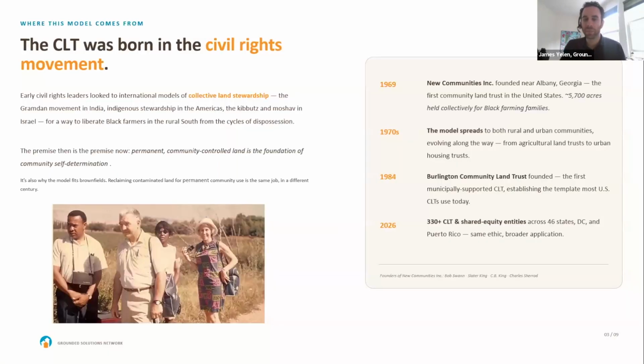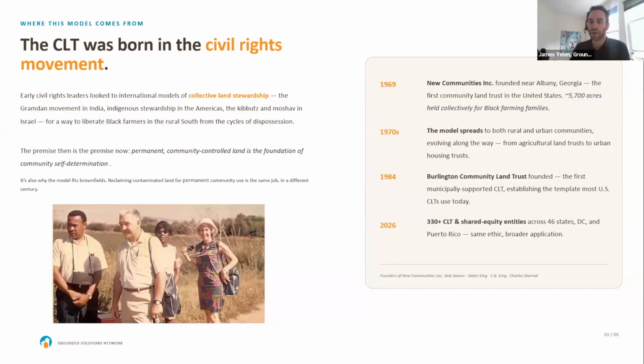And then for those that aren't as familiar with the community land trust model, just a mini history on it. It was born out of the civil rights movement. I think that's really important to note. This isn't a model that dropped out of a policy paper. It grew out of the active work of folks like Bob Swan and Slater King and Charles Sherrod in Georgia in the late 1960s, drawing on collective land stewardship traditions and models from around the world with the goal of liberating Black farmers who were being exploited, taken advantage of by Jim Crow era laws and sharecropping, and really bring them into community ownership and community control of their land.